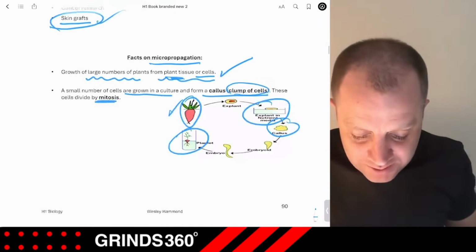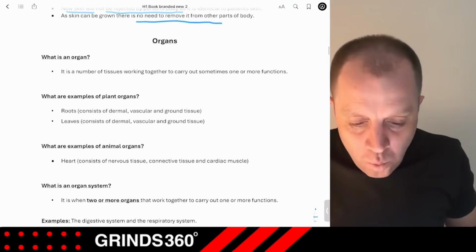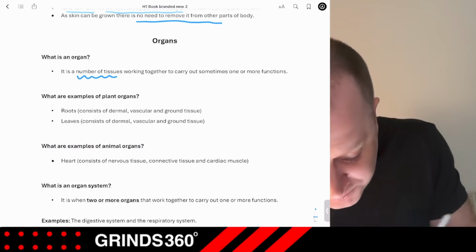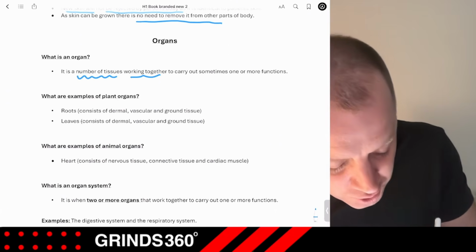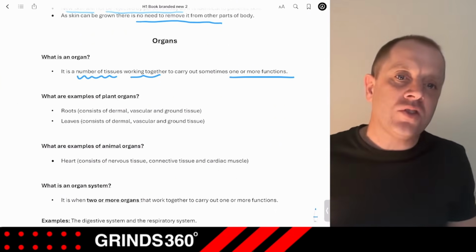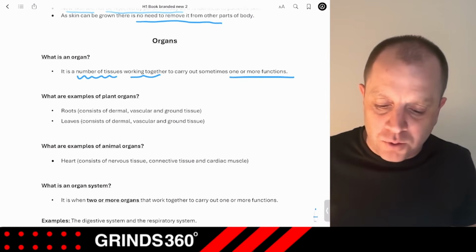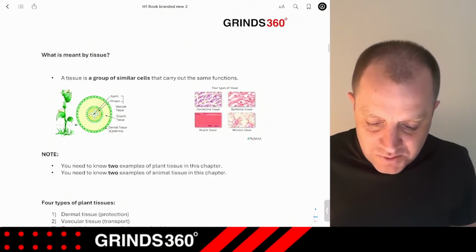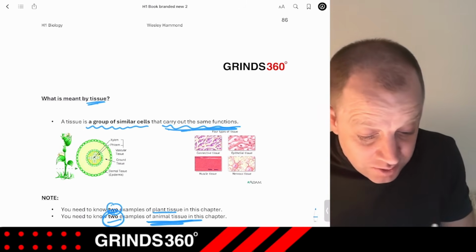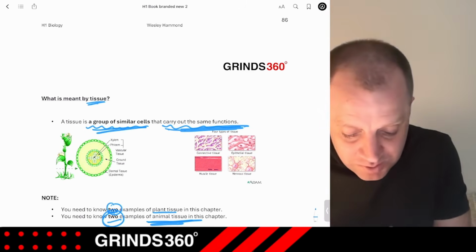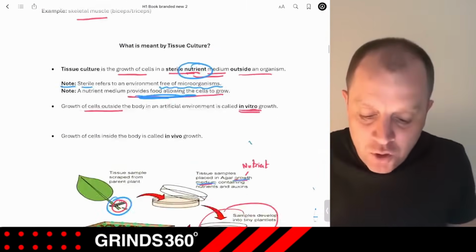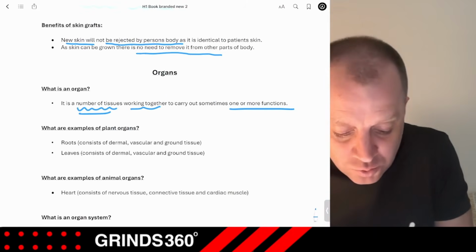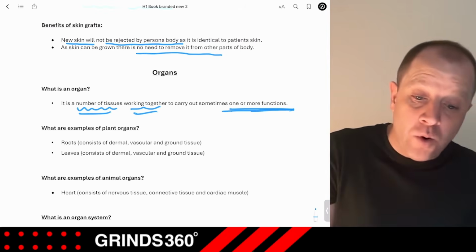Now, everybody, look at this. What do we mean by the word organ? An organ is a number of tissues working together to carry out one or more functions. Don't get these definitions mixed up. The first definition was a tissue. A tissue is a group of similar cells that carry out the same function. But an organ is a number of tissues working together to carry out one or more functions.